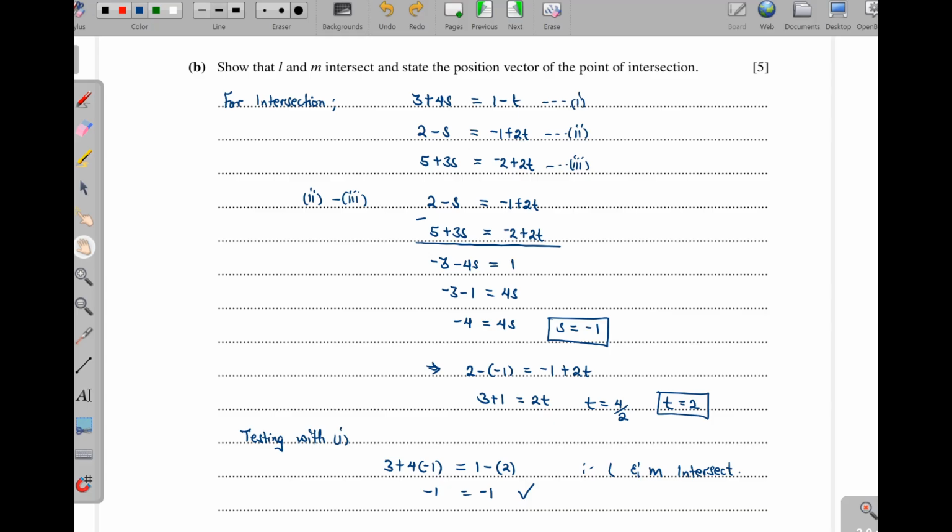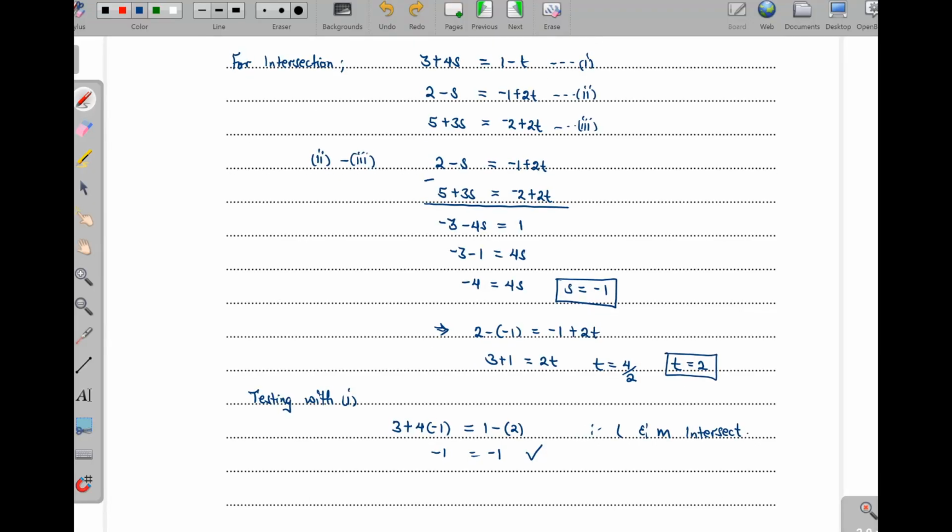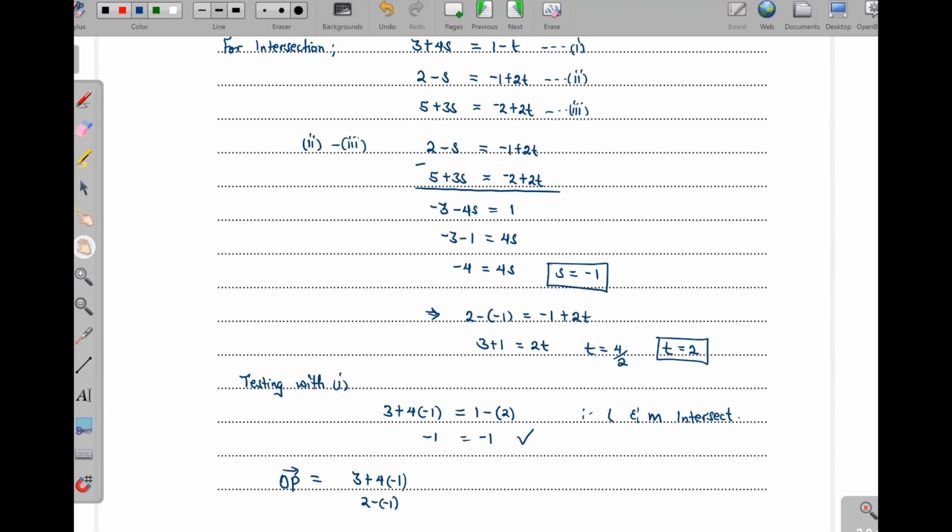Then next, we are supposed to state the position vector of the point of intersection. So I can say maybe our OP, the point of intersection, can be any of these two. I can use this or this one here. Choose the one you want. So it can be 3, then plus the value of s which is -1. Then we have 2 minus, then -1. Then we also have, the other one is what? 5, then plus 3 of s, which is a -1.